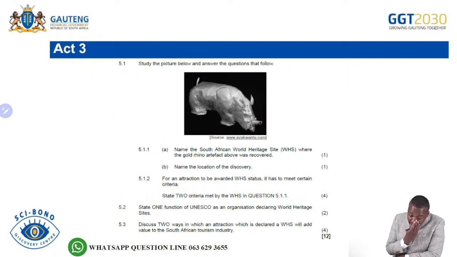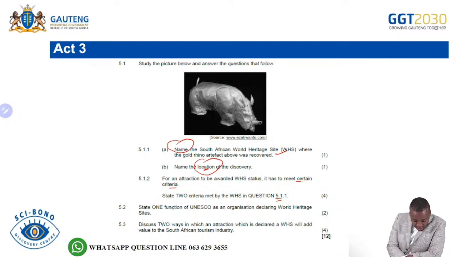Then the last activity, they are saying, study the picture again. Remember, I said the pictures are very important. Let's check the question. Name the South African World Heritage Site where the gold rhino was recovered. Name the location of the discovery. You understand? So the name of the World Heritage Site is very important, and also the location is very important. 5.1.2. For an attraction to be awarded, it has to meet the criteria. State 2 criteria met by the, do you see? So there is a link here. Hence, I gave you that information and the criteria that each World Heritage Site meets.